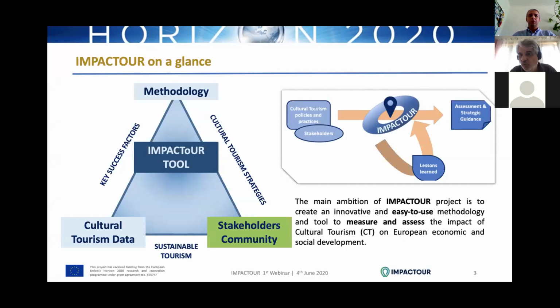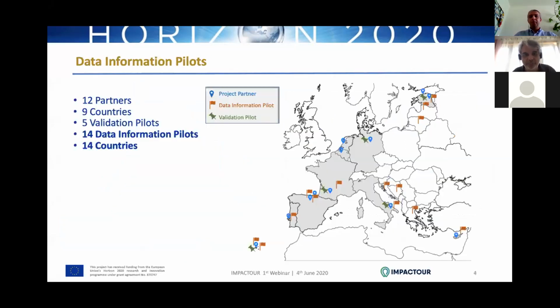So the tool will depend on the lessons that we have learned through the project and will be continuously updated with those lessons in order to finally get a tool that helps all of us assess the cultural tourism strategies that we want to assess all over Europe. Among the project we have 12 partners from 9 countries, 5 validation pilots, and 14 data information pilots.